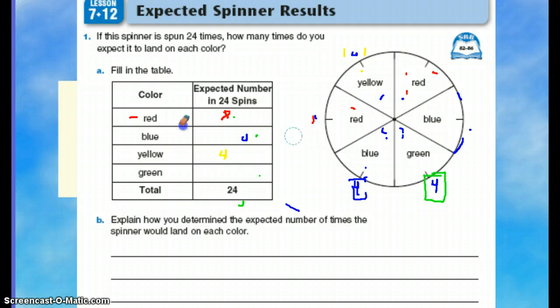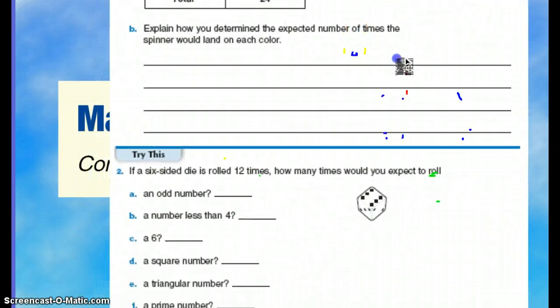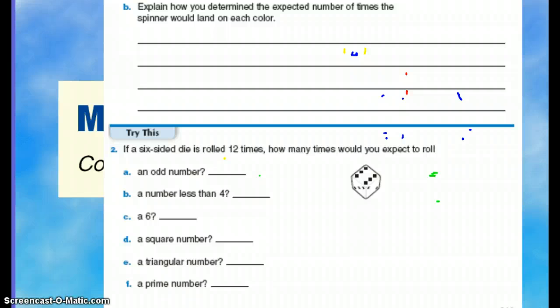Next, as I'm quickly erasing, I'm going to scroll the paper upward, and I don't want any of this left over for you to have to look at. And it says, if a 6-sided die was rolled 12 times, how many times do you expect it to land on an odd number?